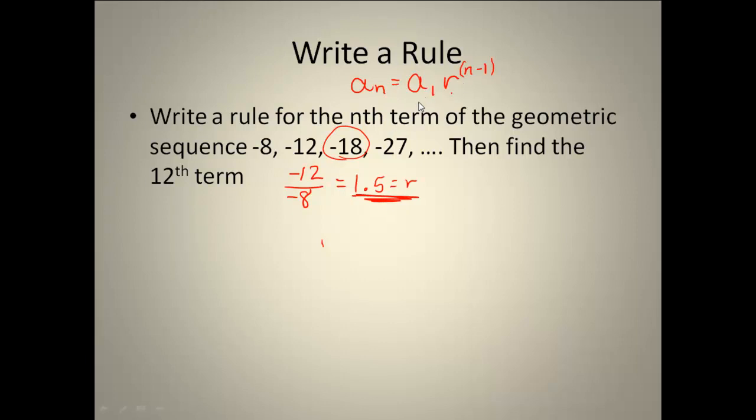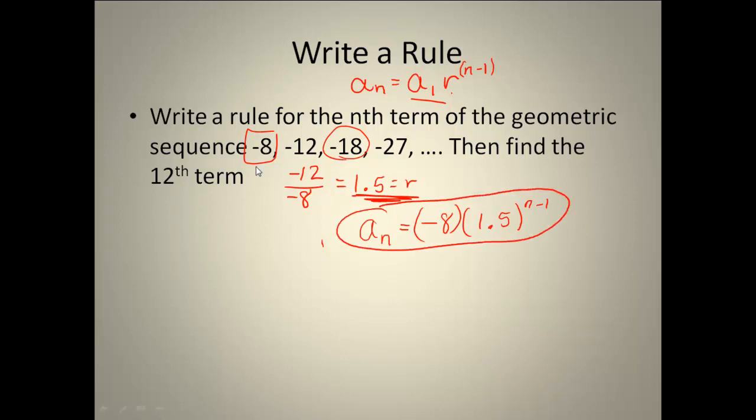Then I still need to figure out what a sub 1 is. Well, since they gave me the sequence here, I already have my a sub 1. Now I can use all that to write my rule. So I'm going to have a sub n is equal to my a sub 1 term, which is negative 8, times r, which is 1.5, raised to the n minus 1. Now the reason we don't have a number for n is because we are writing a rule for the nth term. We don't know what the nth term is yet. So this is the first part of it.